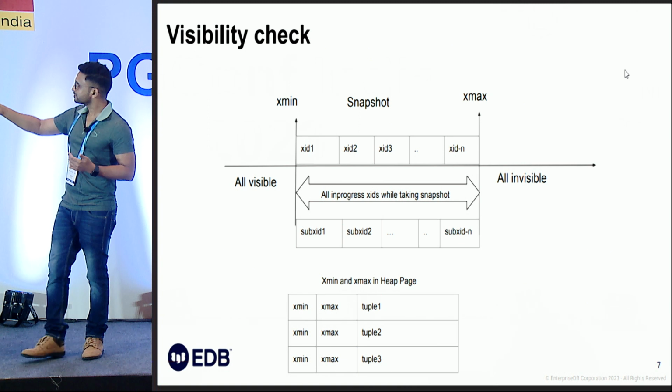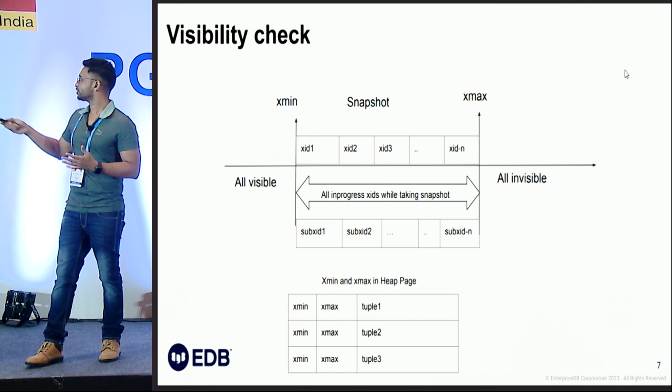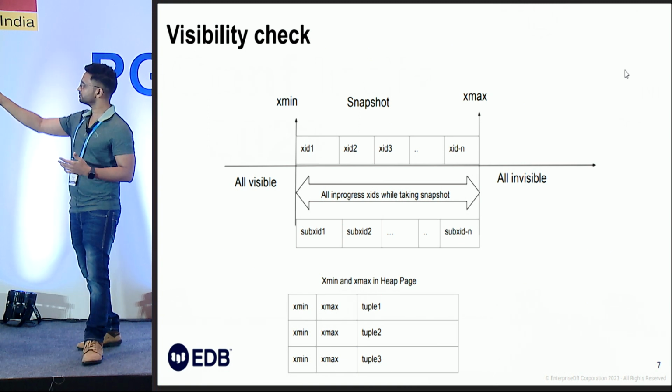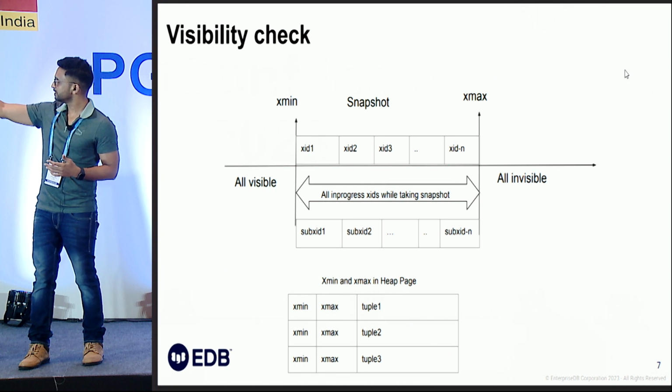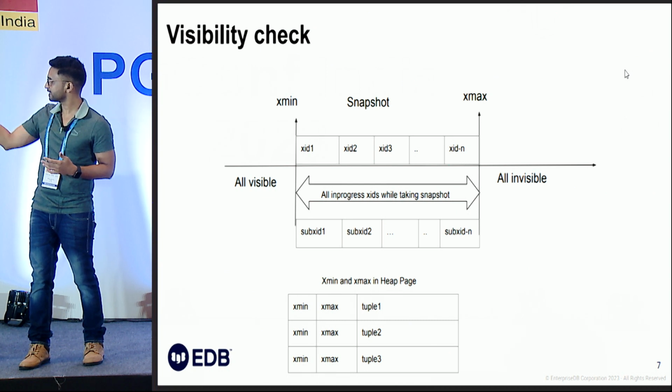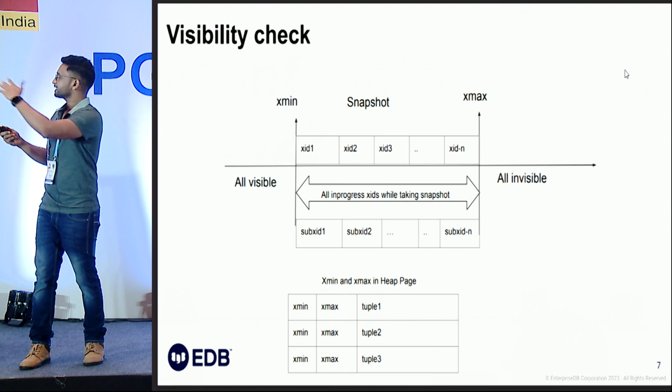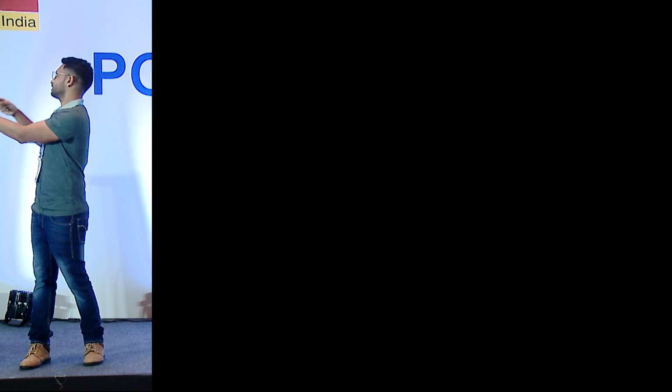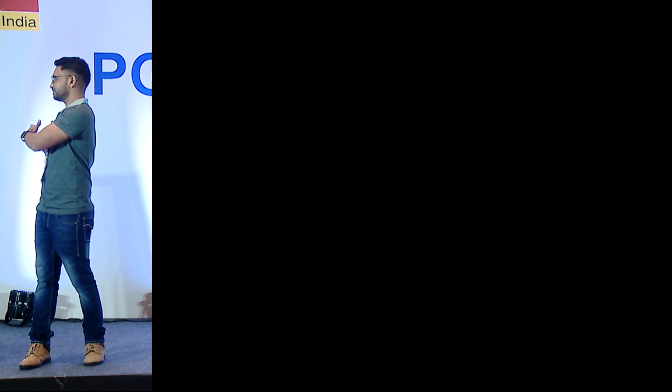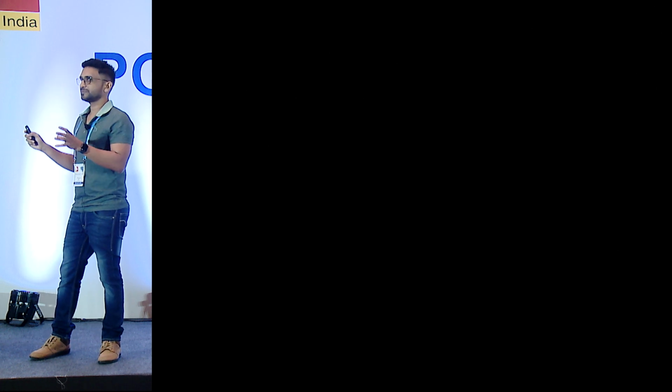What I just explained is the pictorial view of that. The snapshot is marked with xmin and xmax. In between you have the XIP array and the sub XIP array. Below xmin, everything is visible to you. Beyond xmax, nothing is visible to you. And this is the typical page format. I will not say this is the actual tuple format, but I put the xmin and xmax fields, which are of interest for this talk.